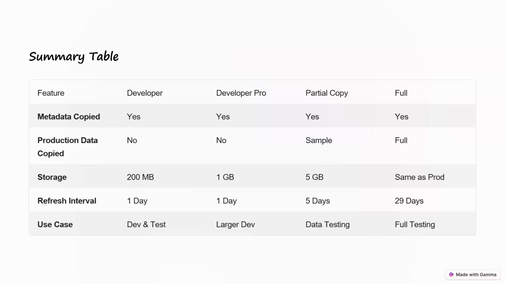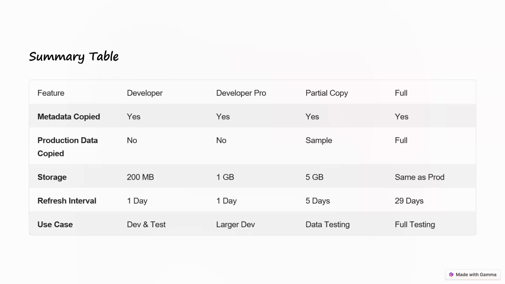Okay. And when it comes to production data copied, for Developer and Developer Pro it's set as no. For Partial Copy, sample production data will be provided. For the full sandbox, everything happening in production will be available in the full sandbox also. When it comes to storage, Developer has 200 MB, whereas Developer Pro has 1 GB. Partial Copy has around 5 GB, and the full sandbox has the same as production.